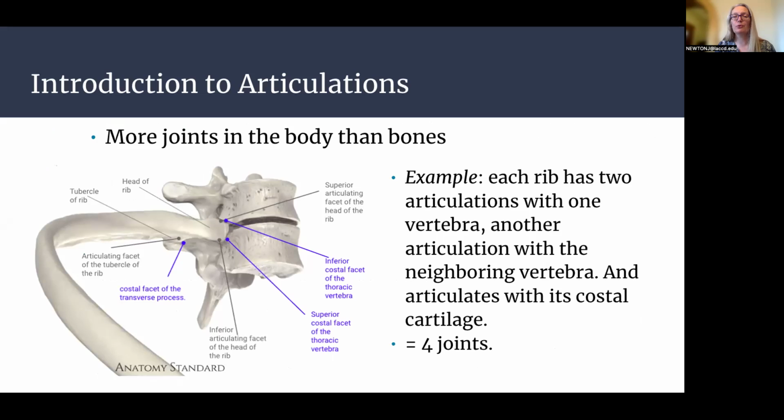Now, it's important to know that there are more joints in the body than bones. You can see that this has to be the case if you just cast your mind back to our most recent lab meeting where we were looking at the vertebral column and the thoracic cage and how they interact with each other. So here is that diagram I was showing you of how a single rib is making these three different points of contact with the vertebral column. So we had this one joint formed here against the transverse process of one vertebrae.